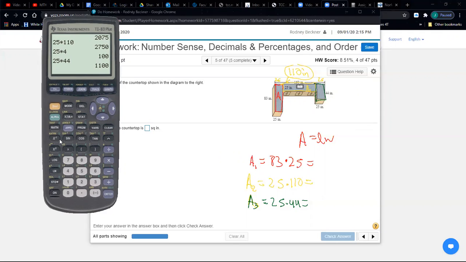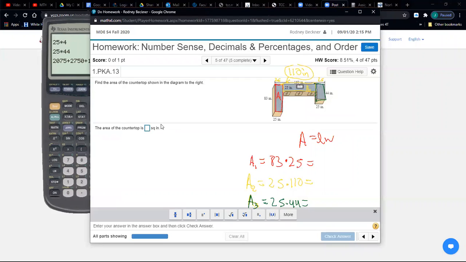We just have to add the 2075, so 2075 plus the 2750 plus the 1100. I double clicked and missed a 0, but I caught it, and we get 5925. So let's see if 5925 is our answer. 5925.